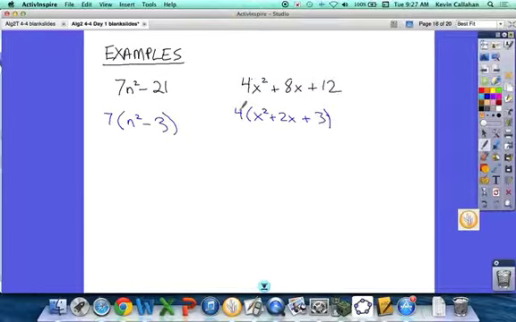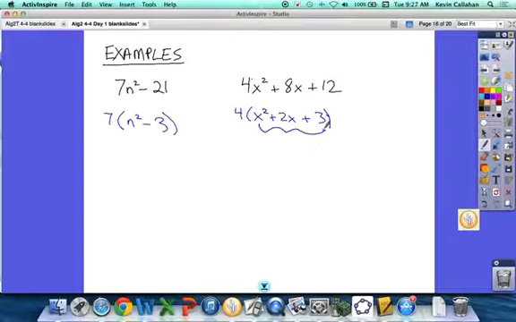Now, the question you got to ask yourself when you get to that point right there is, could I do any more factoring? I mean, that looks like our simple quadratic trinomial. It has a 1 in front of the x squared. So can you think of factors of 3 that add up to 2?